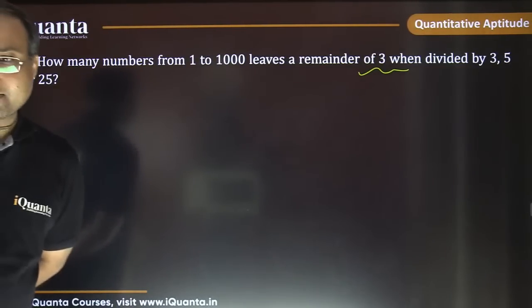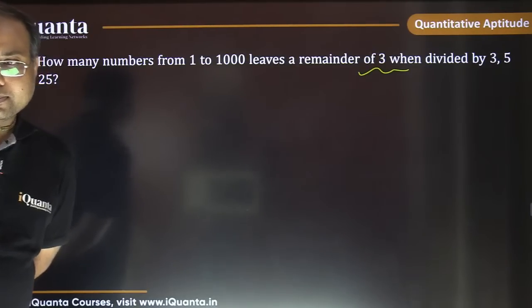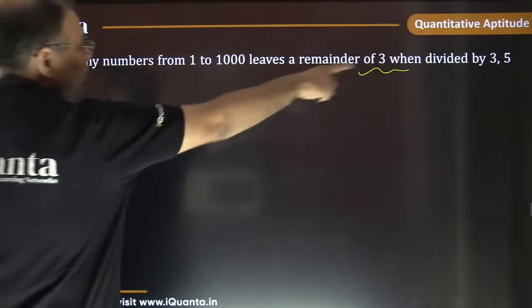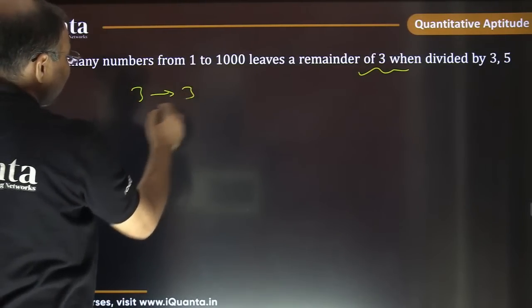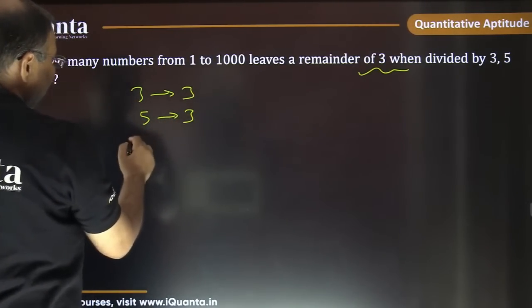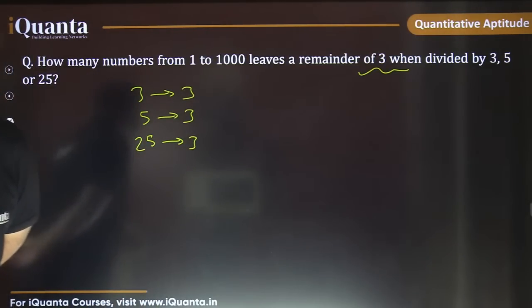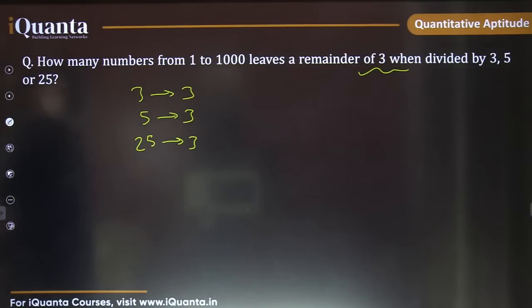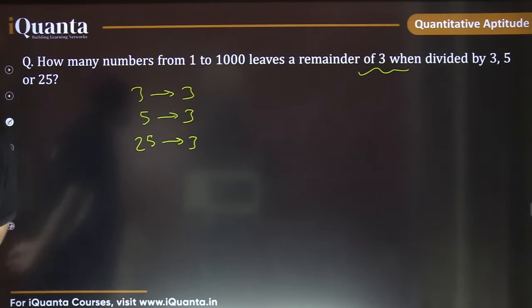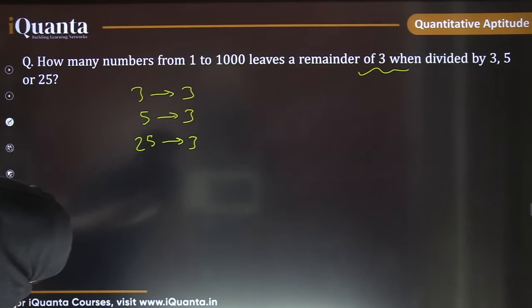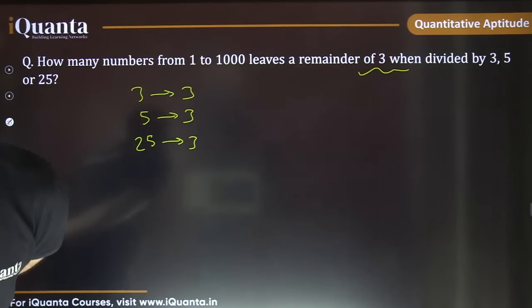What will be the form of these numbers? See, I want remainder 3 with 3, remainder 3 with 5, and remainder 3 with 25. That means the number should be of what form? 40 is not correct, 13 is not correct. Number should be of the form... Soumyadeep says 5k plus 3, 25k plus 3. Yes, combine them. Yes, 75k plus 3.